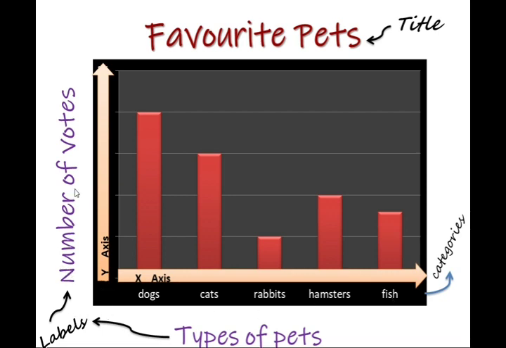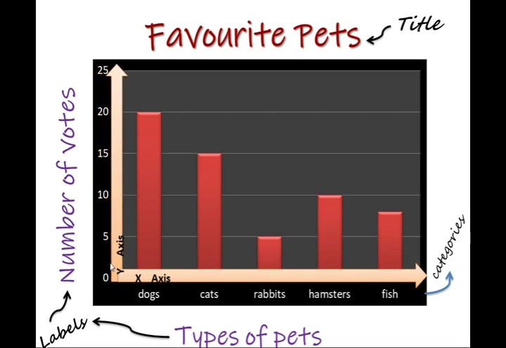Now we need numbers on the y-axis. Your y-axis is made up of numbers starting from 0. Your y-axis always starts from 0, and each line represents a number. If we look at the label, each number stands for the votes. How many people voted for each category of pet to be their favorite?